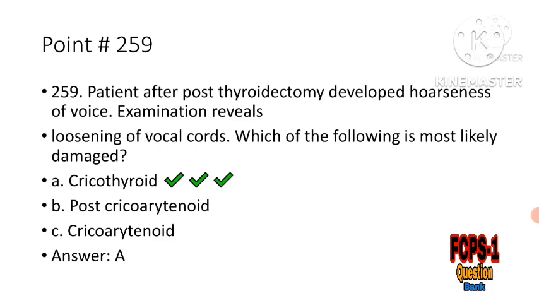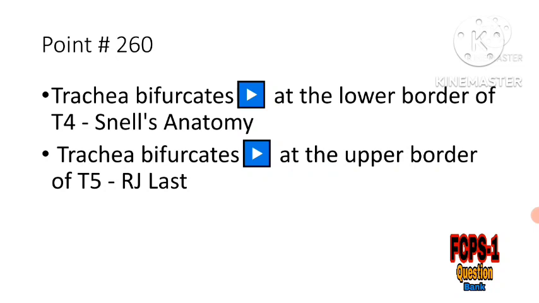Next, point number 259, a patient after post-thyroidectomy develops hoarseness of voice, and examination reveals loosening of vocal cords. Which of the following is most likely damaged? It is the cricothyroid. Point number 260, trachea bifurcates at which of the following?